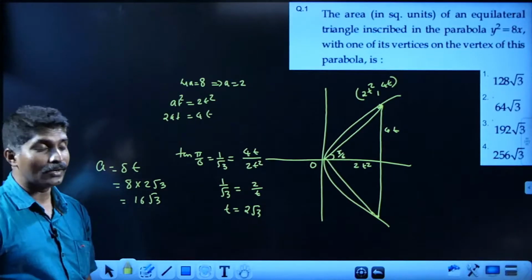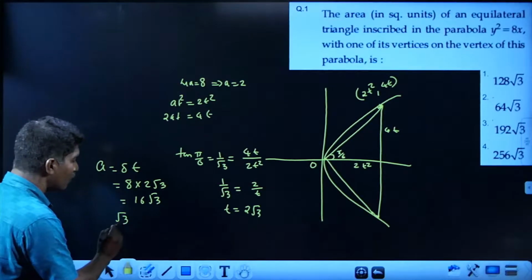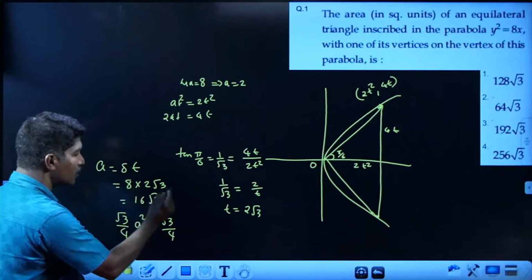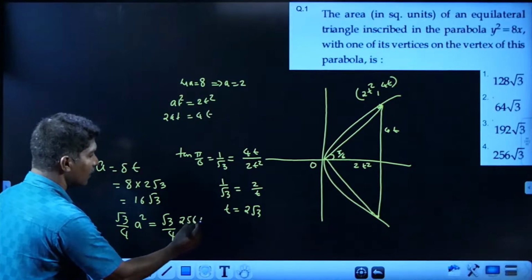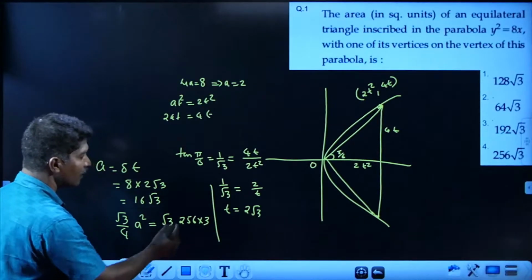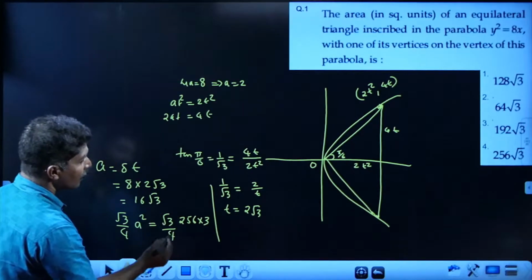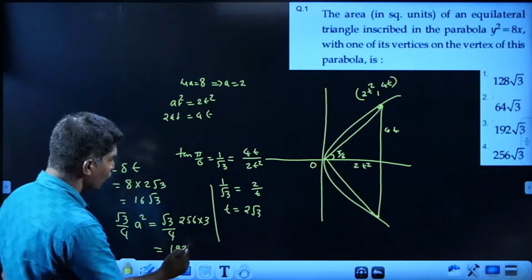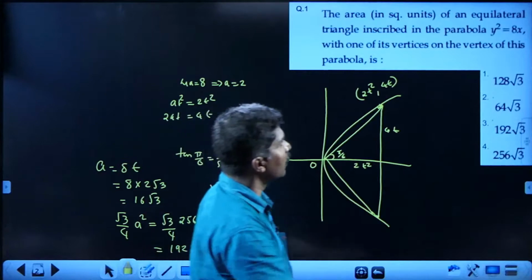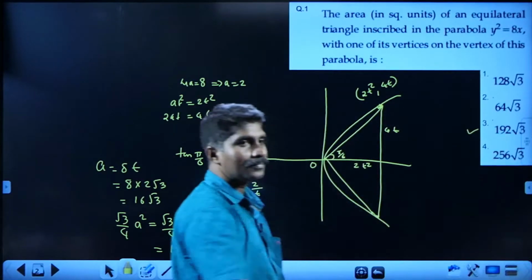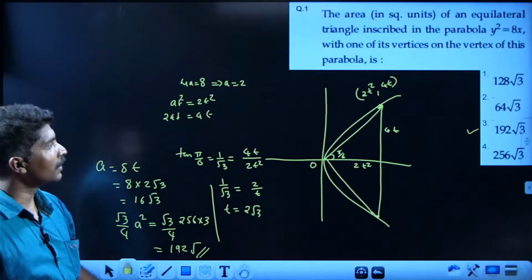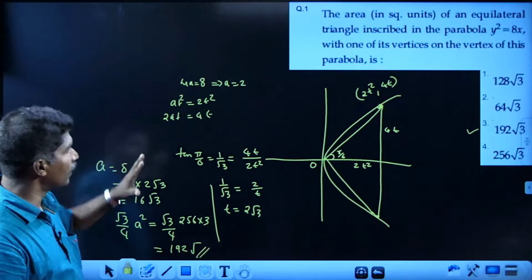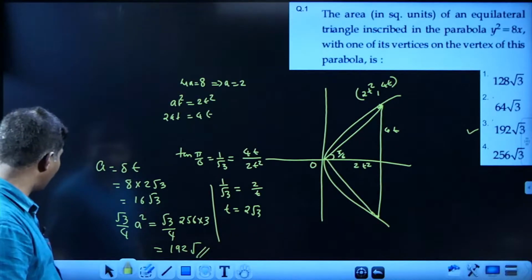Therefore, what is the area of the equilateral triangle? Root 3 by 4 into a square. That is equal to root 3 by 4 into 16 square, which is 256, into 3. On simplifying, you will be getting 64 into 3 root 3, that is equal to 192 root 3. 192 root 3, the option you can see, option is here. Okay. It is a very simple question if you know this parametric form and the method. If you know the method, it is very simple, not a lengthy one also.